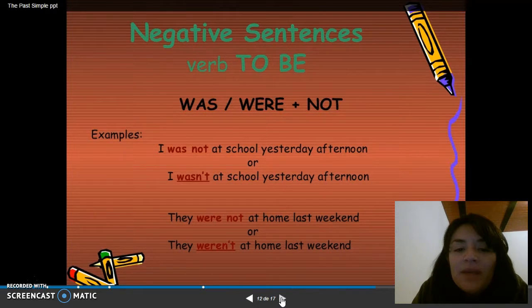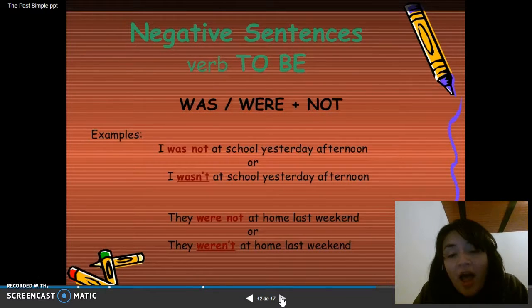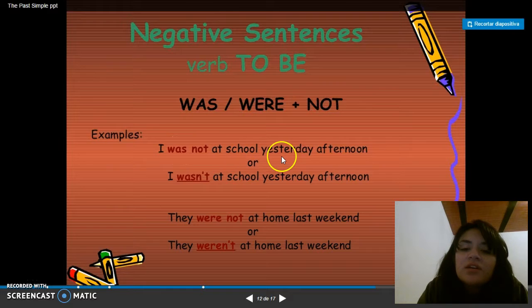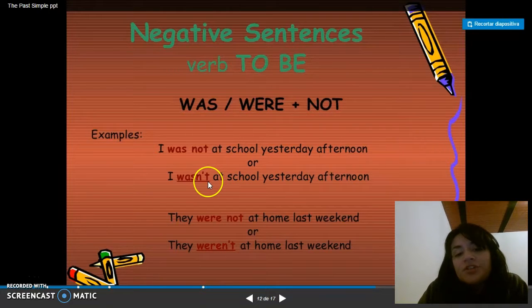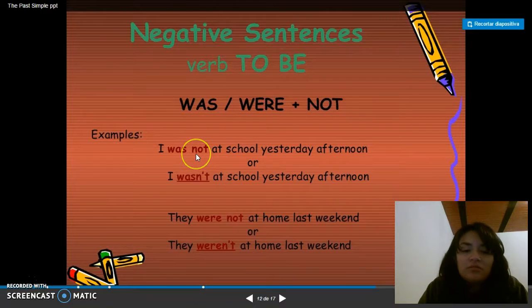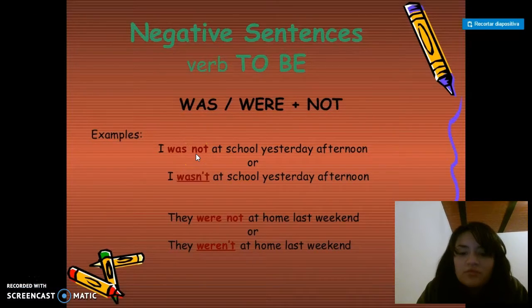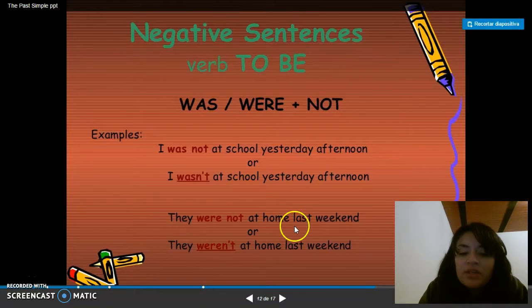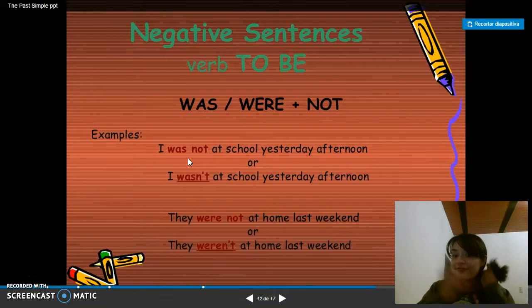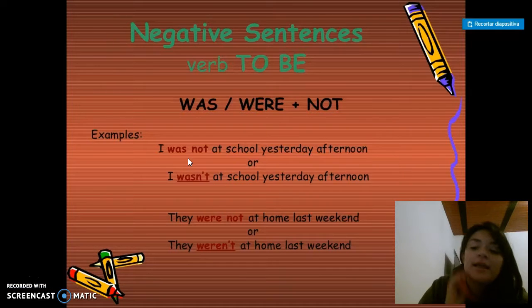Negative sentences with be, they are different. You don't have to use did here. Be careful. Only was, were, because they are auxiliaries, okay? So I was not at school yesterday afternoon, or I wasn't at school. Notice that I'm not writing "I did not was." No, you don't need it here. Just was. They were not at home last weekend, or they weren't at home last weekend. You see? You don't need any other verb, you see? Was is the verb and is the auxiliary. So have that in mind, okay? Let's continue.